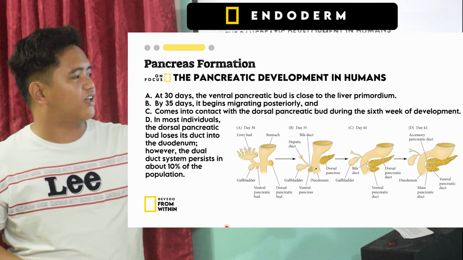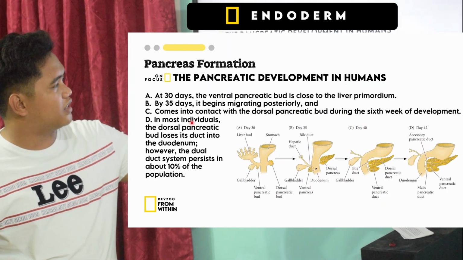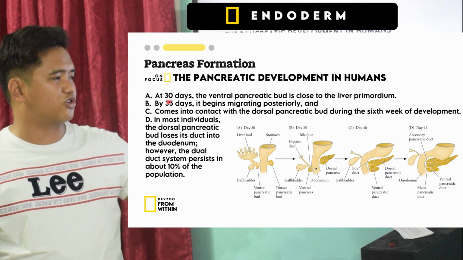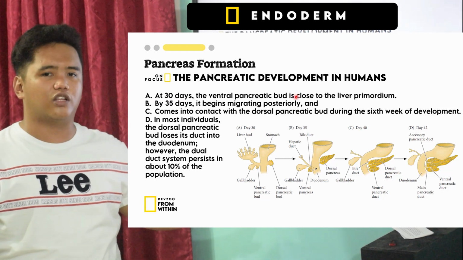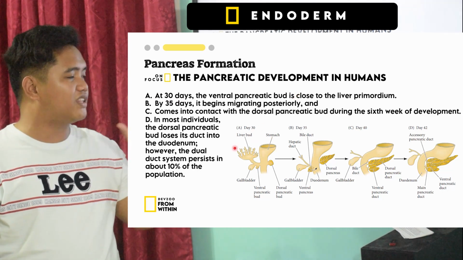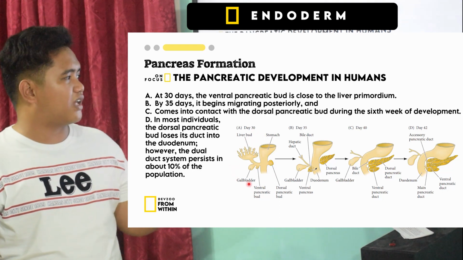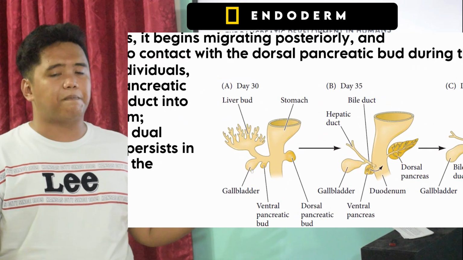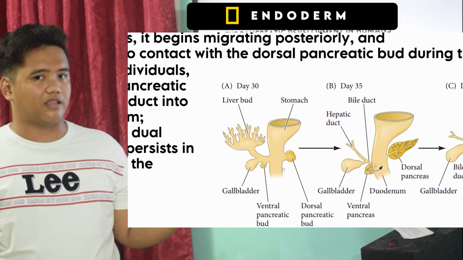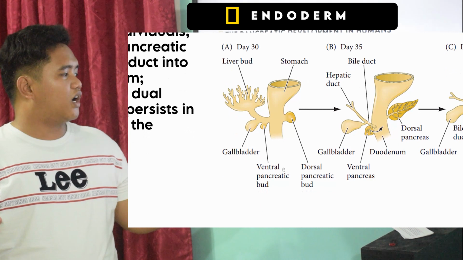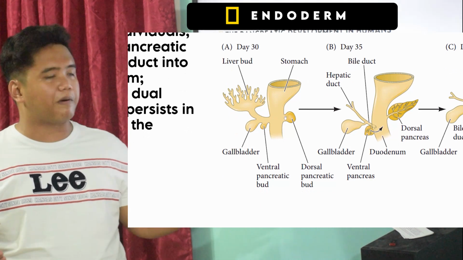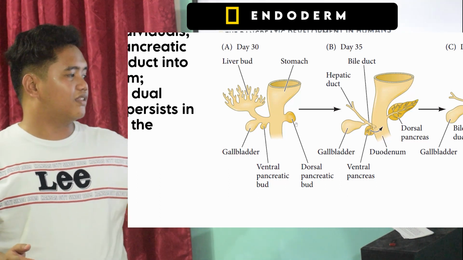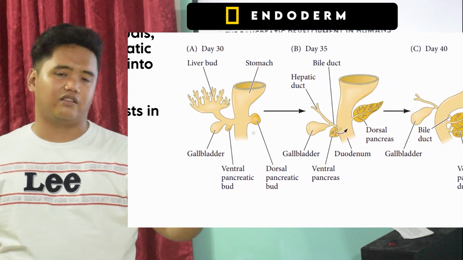So as you can see here in the illustration, at day 30, the ventral pancreatic bud is close to the liver primordium. So the most distinct feature that you can observe in the first 30 days of the illustration for the accessory organs is that the ventral pancreatic bud is separated from the dorsal pancreatic bud. So in this case, in day 30, the ventral pancreatic bud is closer to the bud of the liver. Then the dorsal pancreatic bud is on the opposite side.